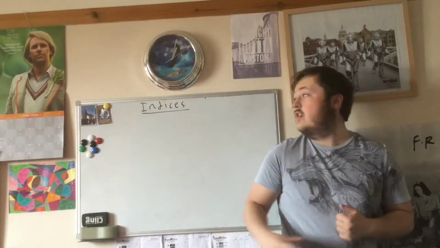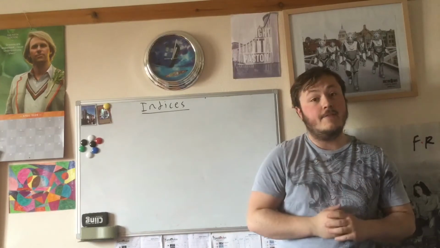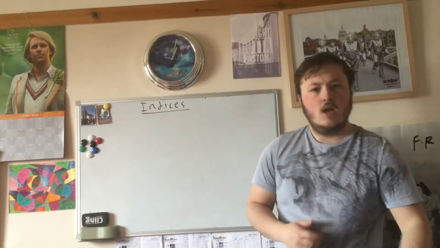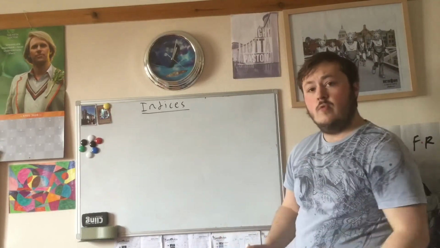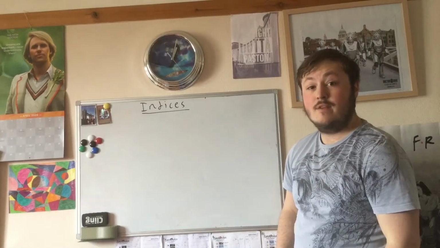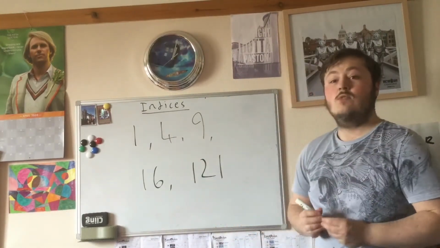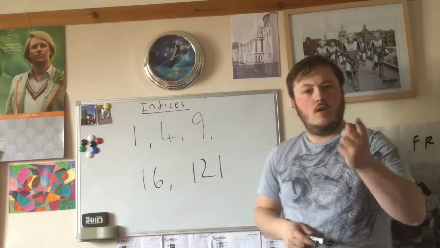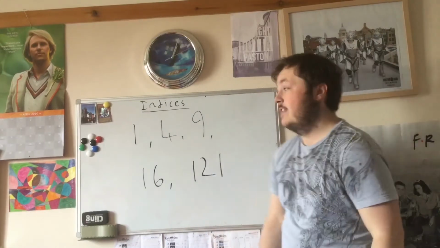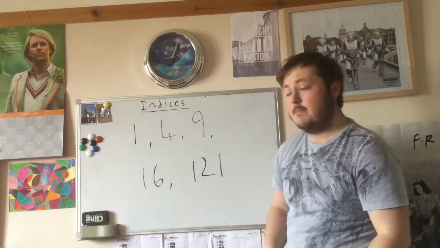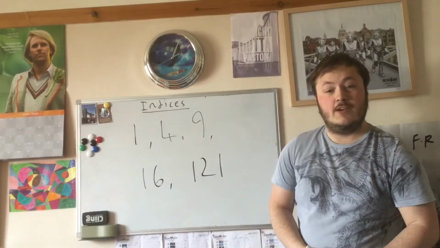So today we're going to be looking at indices. Now many of you probably have seen this word before, but you have definitely seen indices in your life. So what I thought I'd do is start off with a quick question. What do these 5 numbers have in common? 1, 4, 9, 16 and 121. What do they have in common? You're not sure yet? Well, here's a little clue. Think about the times tables that these numbers appear in? Let me start showing you the answer.